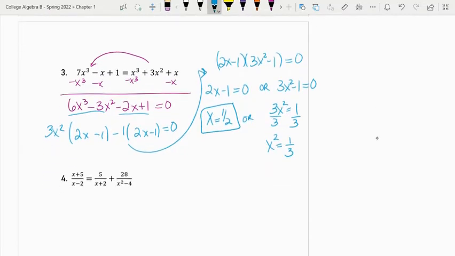Take the square root of both sides, so x equals plus or minus square root of 1/3, which would be plus or minus 1 over square root of 3. So rationalize the denominator, so plus or minus square root of 3 over 3.